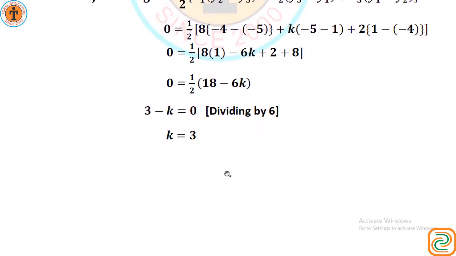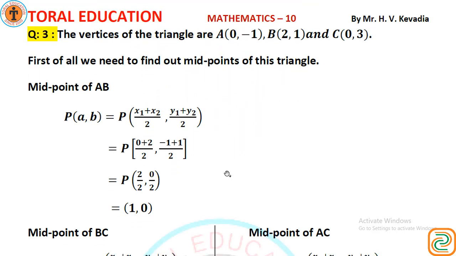Now question number 3. Question number 3 is, find the area of the triangle formed by joining the midpoints of the sides of the triangle whose vertices are these. So first of all we have to find out the midpoint. Find the ratio of this area to the area of the given triangle. This is the given triangle. So first of all we will have to find out the midpoint.